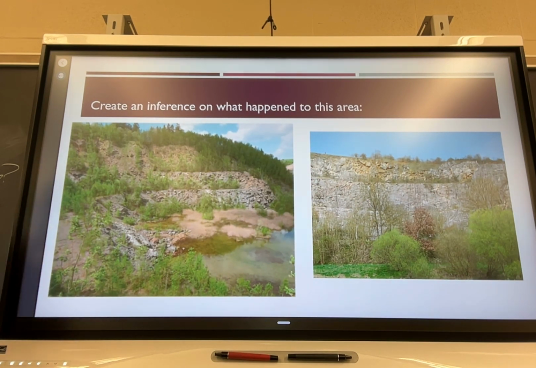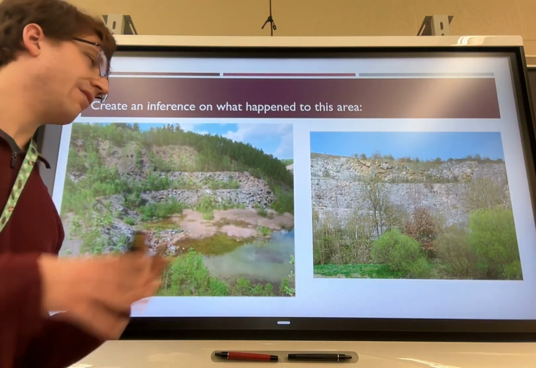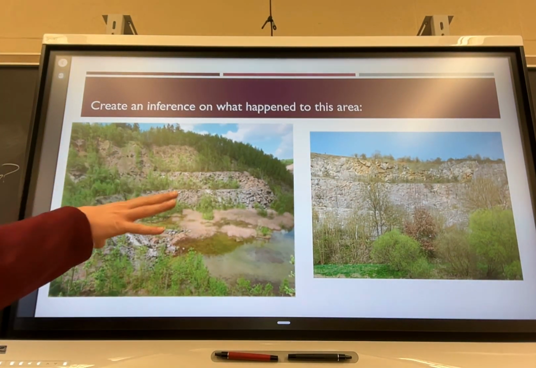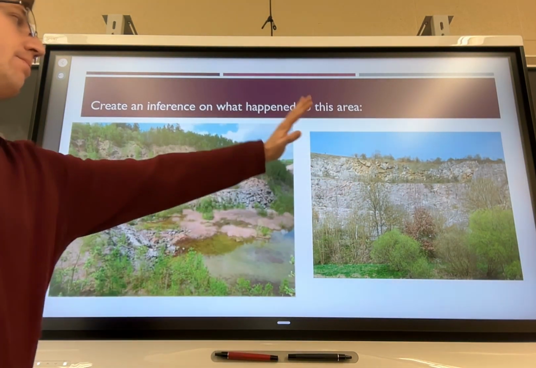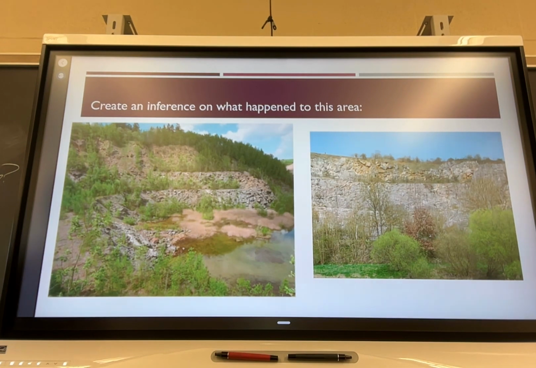Okay, so I got a lot of various answers. Some people thought that this was the effect of glaciers or maybe a forest fire or something like that, or it was just a barren mountainside at one point. This was actually a mine at one point. So a quarry of some sort.